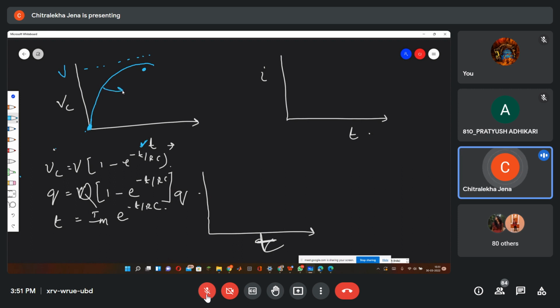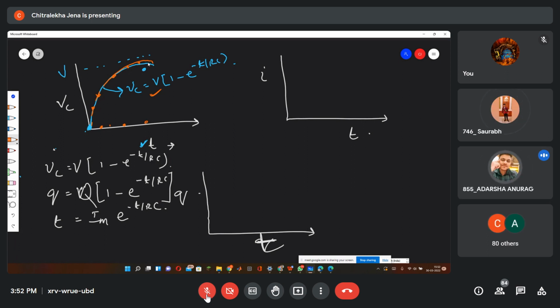In between, VC equals capital V into 1 minus e to the power minus t by RC. I put t equal to 1 second, I get some value; at 2 seconds, some other value. At different times I get different values. So the locus of the points gives a curve like this. Am I clear to all of you now?